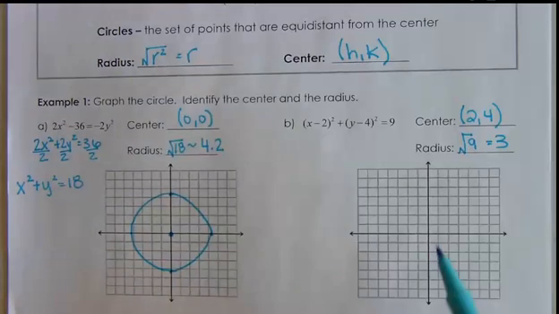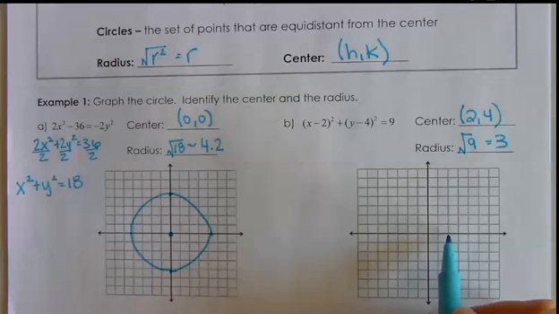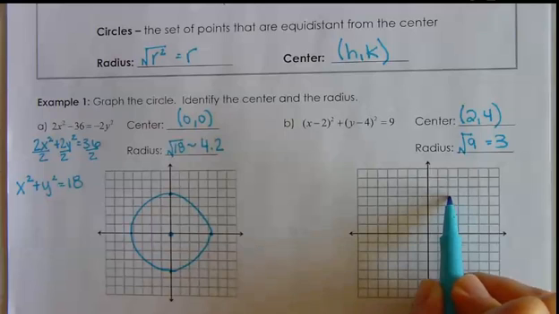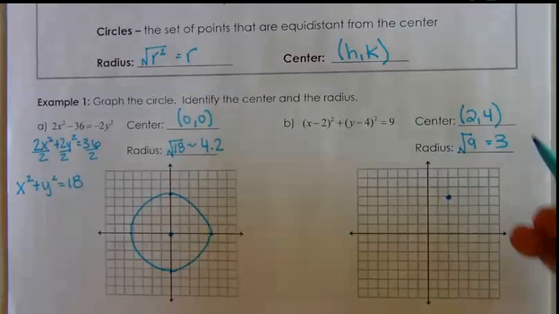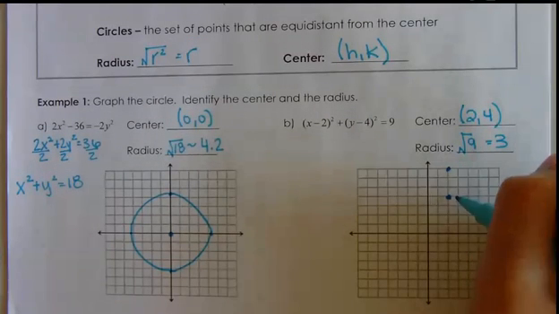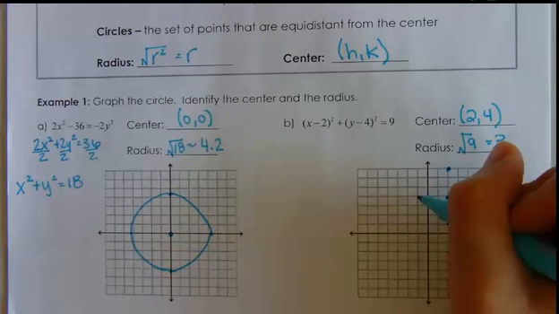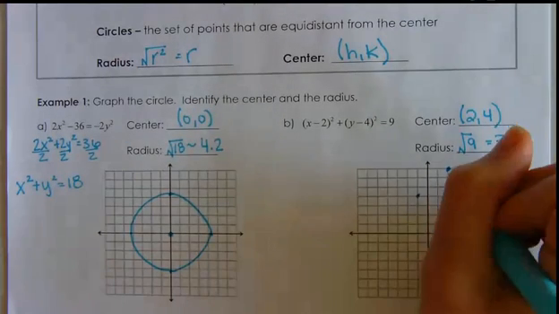So now I'm going to graph the center at (2, 4). So to the right 2, up 4. And then that radius 3 means I'm going to go up 3, and to the right 3, and down 3, and to the left 3. And then we're going to draw our very best circle.